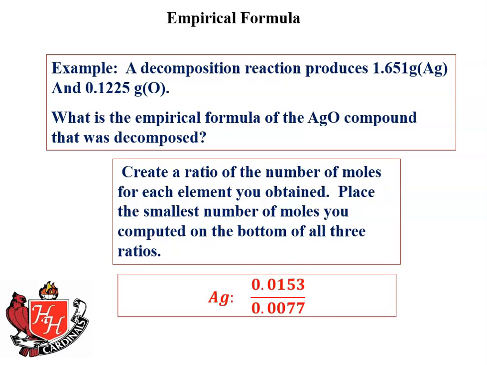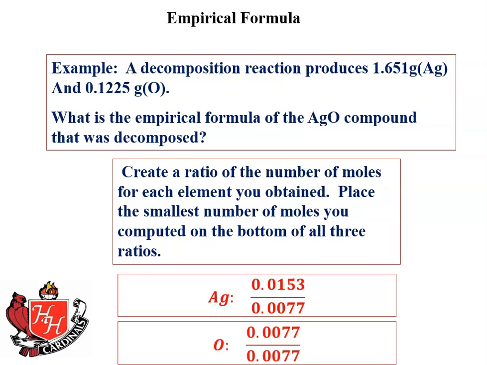Okay, so there's silver. It's 0.0153 over 0.0077. And for oxygen, it's 0.0077 over 0.0077. You're always going to end up with one of the elements having its own number of moles over itself. So that's always going to be 1.